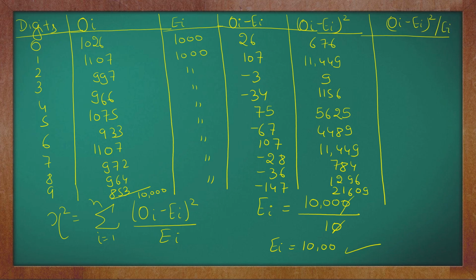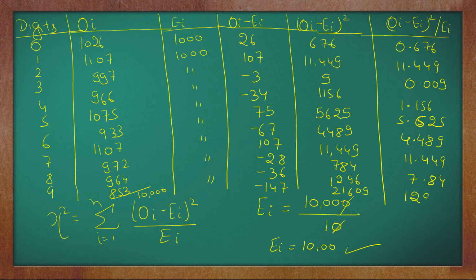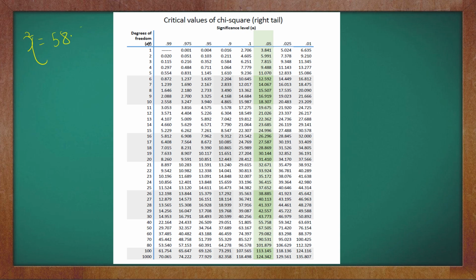In the last we want observed minus expected whole square divided by expected. So 676 divided by 1000, obviously 0.676, 11.449, 0.009, 1.156, 5.625. Please check the calculation with me and solve this question with me. 11.449, 7.84, 1.296 and 21.609. Total of these values is 58.542. So what is the chi-square we got? Chi-square is 58.542. In chi-square we never check whether the hypothesis is correct or not. Okay, I got the answer 58.542.